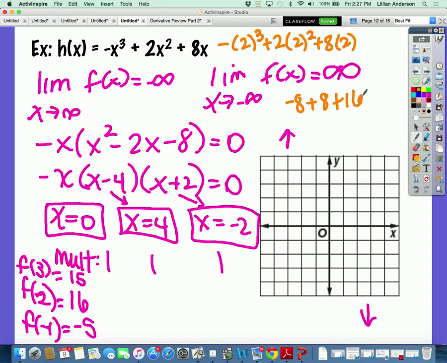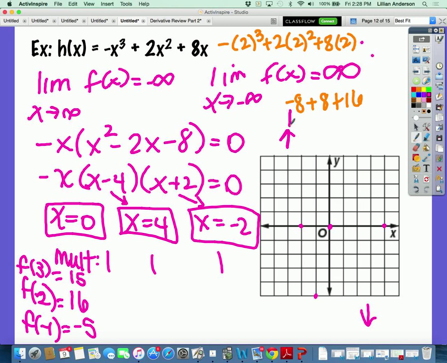Okay, so wait, where are my zeros? My zeros are at 0, -2, and 4. So that's why, because these are in between here. I'm thinking after 4 as well, it should have been negative somewhere after 4, right? Okay, so at -1, I'm at -5. At 2, I'm at 16, so I'm all the way up here somewhere. And at 3, I'm just a little bit below that.